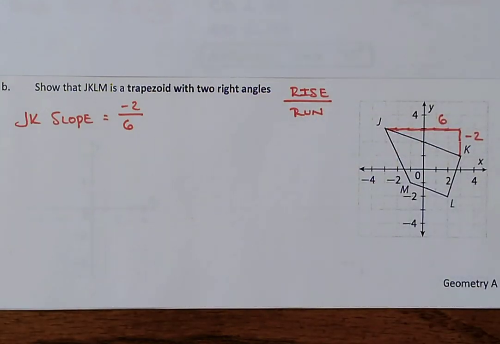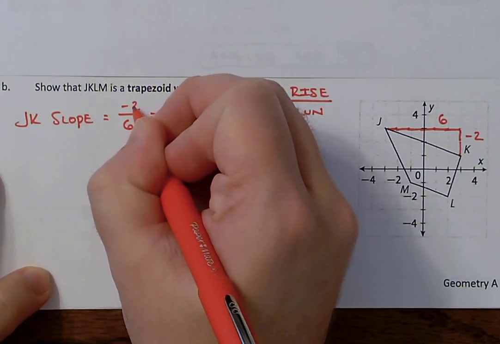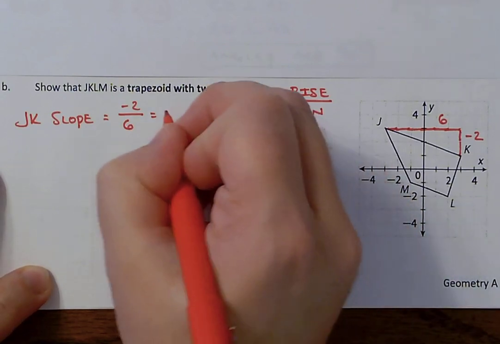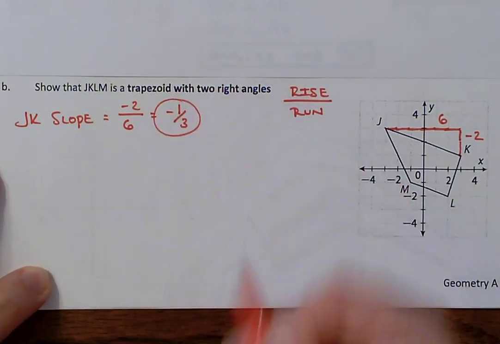All right, so if we have -2 over 6, can this be simplified? It can. 2/6 is going to simplify down to 1/3. And because I just have one negative, and that's on top, that means my answer is going to stay negative as well. So this is a negative 1/3.